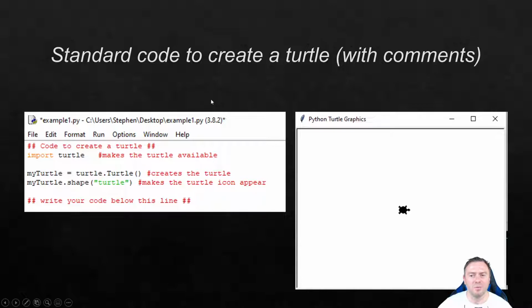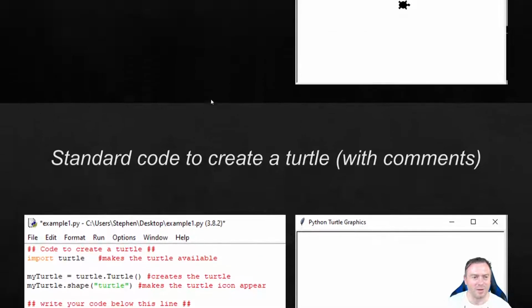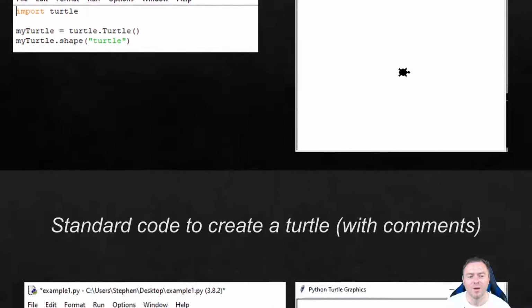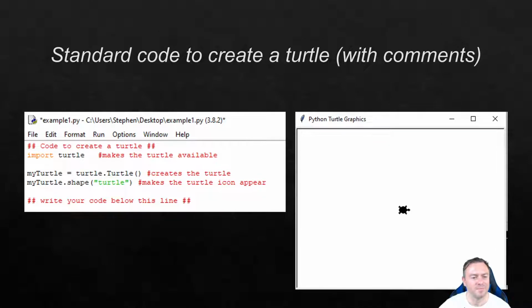So to make it a bit clearer, that was quite confusing. If I just gave you that code without explaining it, it's not as easy to work out what happened, right? Whereas if I write comments around it, do you see that that makes more sense now? So code to create a turtle: import turtle makes the turtle library available. My turtle equals turtle.turtle creates the turtle, and then my turtle.shape turtle makes the turtle icon appear. And then hash, write your code underneath this.